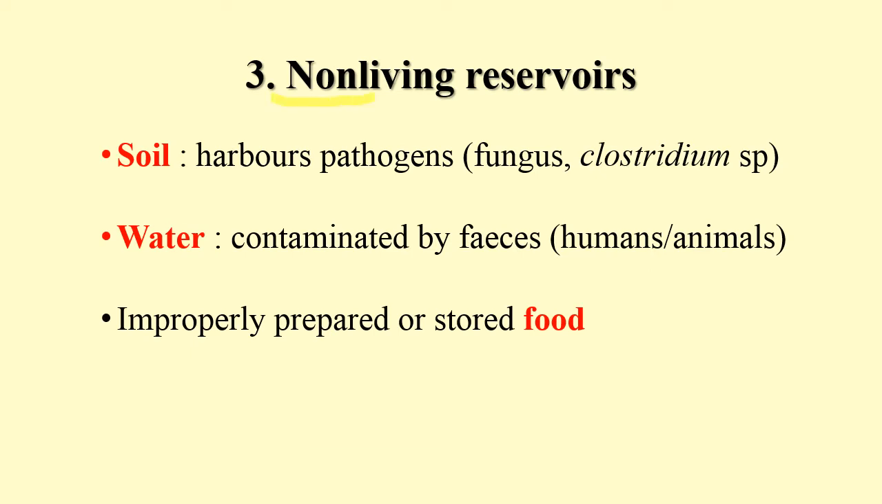Okay, the last one is the non-living reservoirs. Non-living reservoirs literally refer to non-living substances. For example, soil. Soil harbors pathogens such as fungi and Clostridium, which produce spores. The spores are usually found in the soil. The second one is water. Water can be contaminated by feces from humans and animals. And the last one is improperly prepared or stored food, which usually leads to food poisoning.